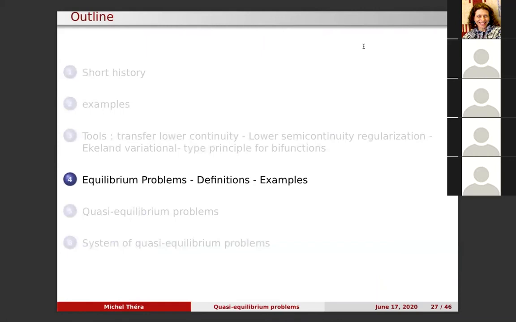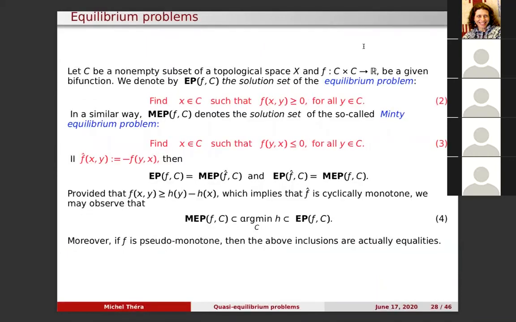So this I already gave at the very beginning. So the equilibrium problem I defined just when I started my talk, but I didn't say that at the beginning of my talk. We can define also what we call the Minty equilibrium problem, which is the problem like this: find the x in C such that f of y and x, you mix the variable, less than or equal to 0 for every y in C. And in fact, you see that if you use this function f hat defined just before, the equilibrium problem is the same as the Minty equilibrium problem for f hat.